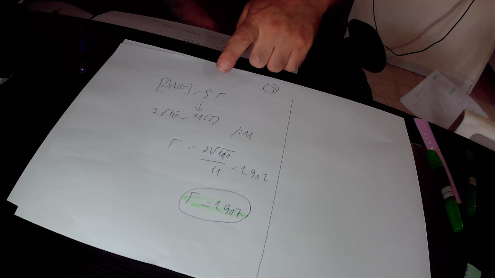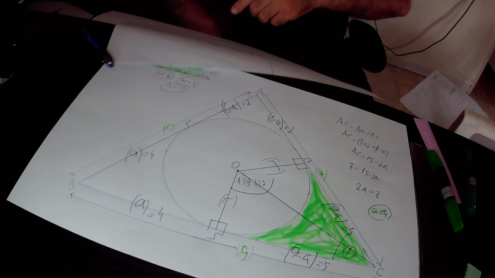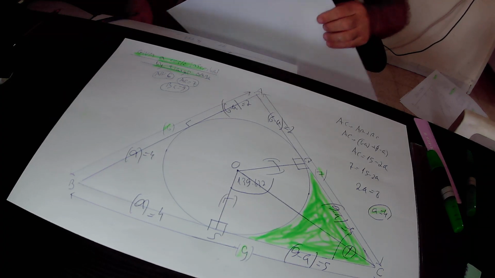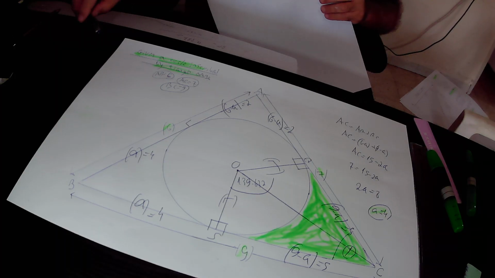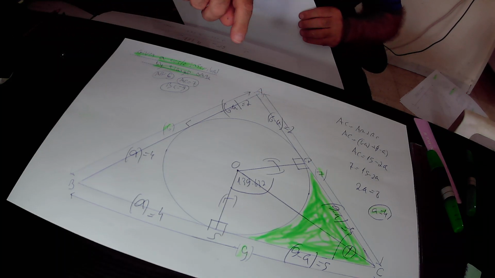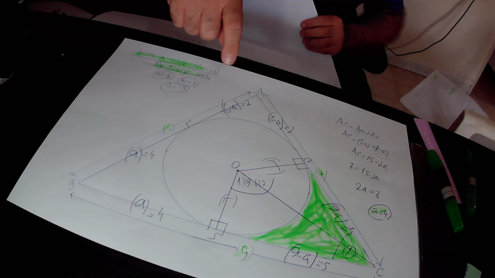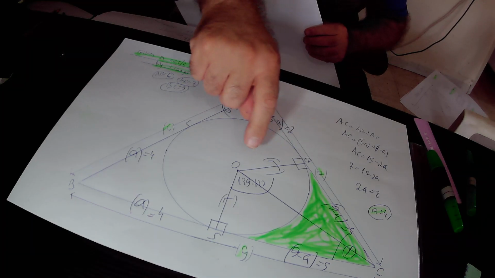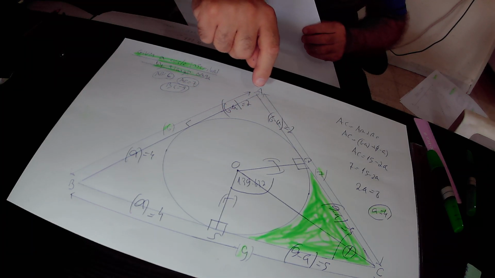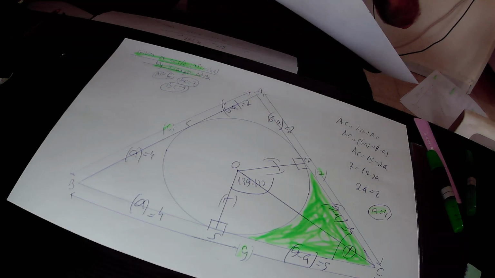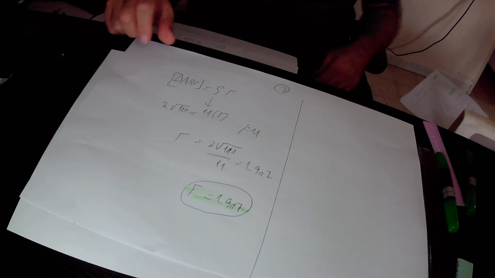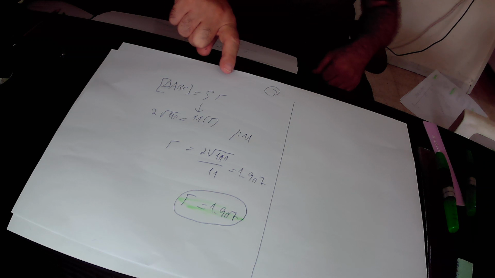In our case, it is 11, times the radius of the circle that is inscribed in triangle ABC. So the area of triangle ABC is equal to the semi-perimeter, that is 11, times the radius R of the circle that is inscribed in triangle ABC.